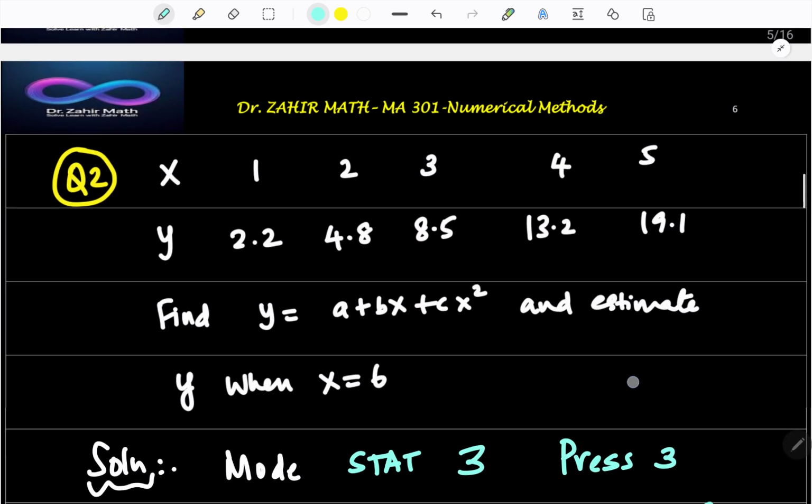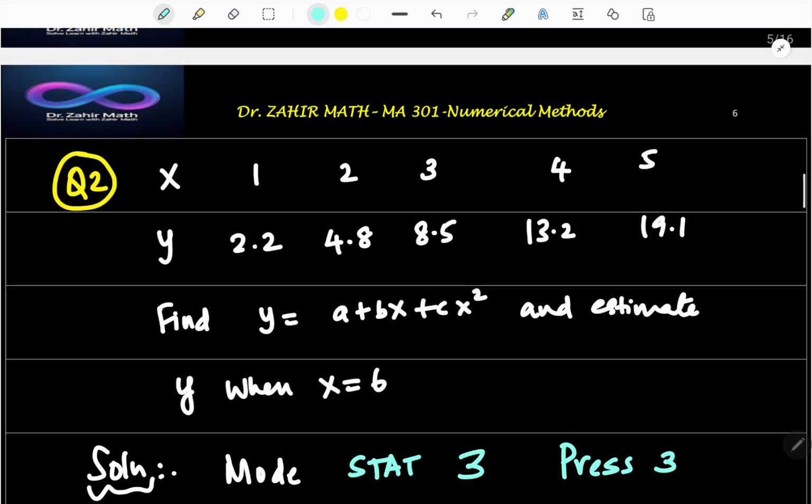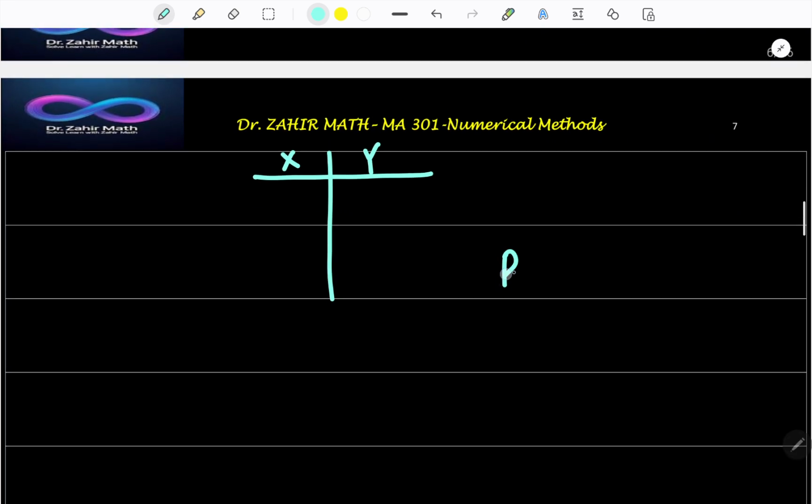So I'm going to give you the data. It is 1, 2, 3, 4, 5. Then move the right cursor to the top, in the place of 1. You just give the data: 2.2, press equal, 4.8, press equal, 8.5, press equal, 13.2, press equal, 19.1, press equal, press AC. After giving the data, you press AC.